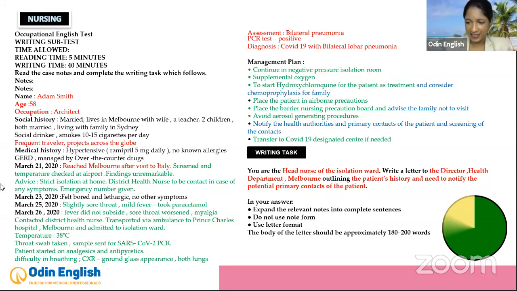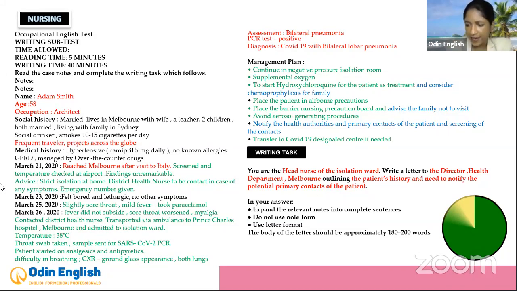Oh my God, it went up, sorry. So Asenwa Nikam says Mr. Adam Smith was diagnosed with COVID-19 with bilateral pneumonia. There is need to notify his primary contact for screening. Issue and purpose is there, but you can put it in better words.